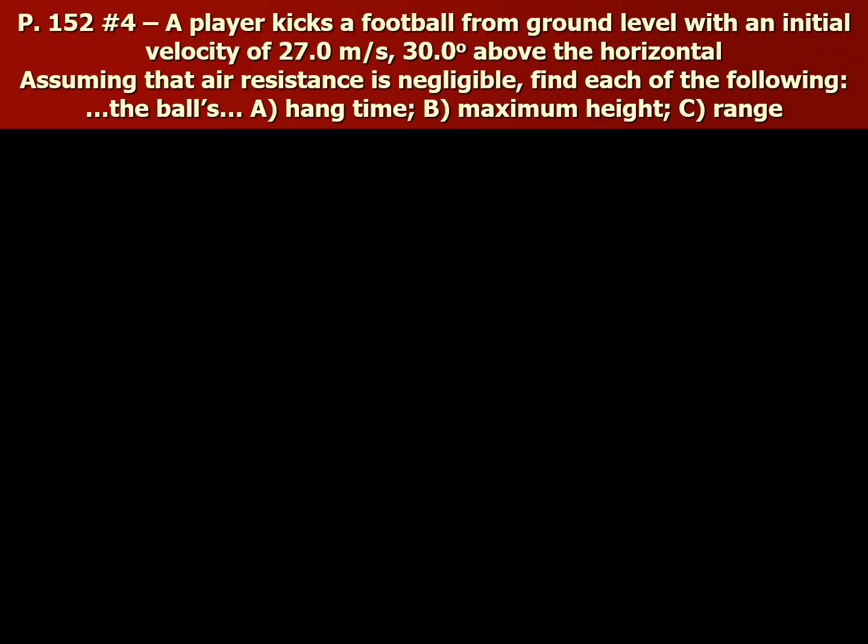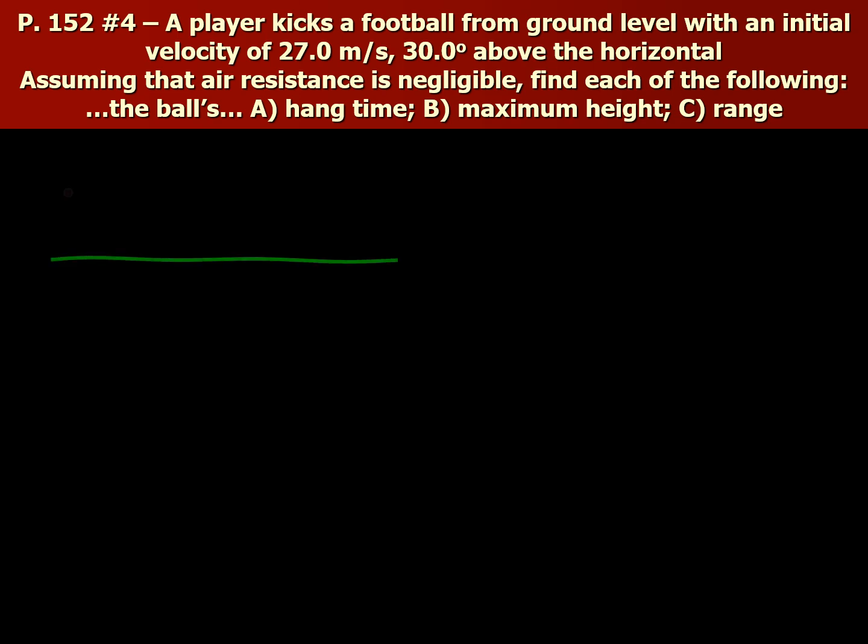Here we have an example of a projectile. We got on page 152 in your book, number 4. It says a player kicks a football from ground level with an initial velocity of 27 meters per second at 30 degrees above the horizontal, assuming no air resistance. Find the following: the ball's hang time, max height, and range.